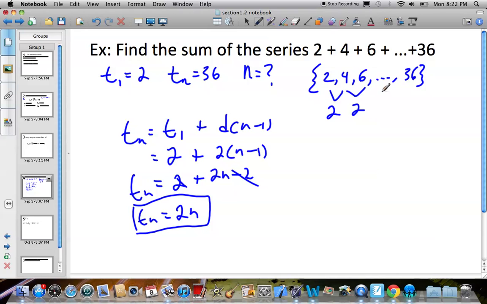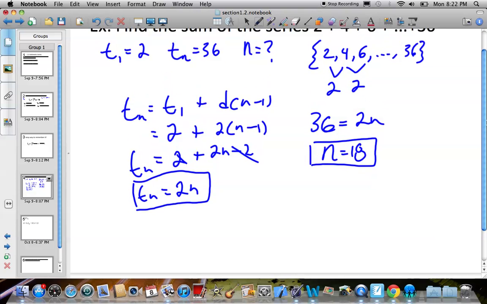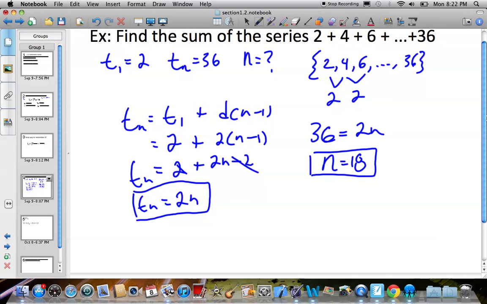Now we can use that general term to find how many terms we actually have in the sequence. The number of terms, well, t of n is equal to 36. So 36 is equal to 2n, or n is equal to 18. So we have 18 terms in this particular sequence. Let's go down and work out the sum of our series.